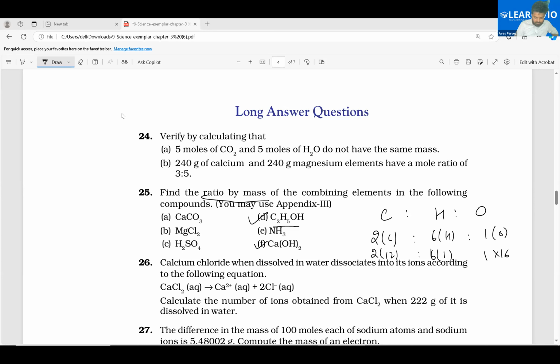Sir, in the F part, will we take O as 2 and H as 2 as well? Yes, Anna, we will take O and H both as two, because this two is going to multiply with both oxygen and hydrogen.